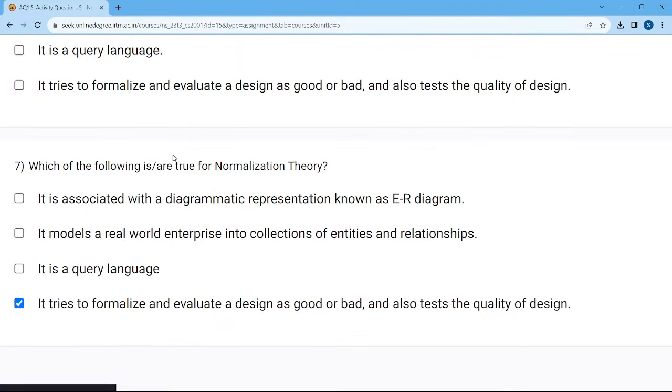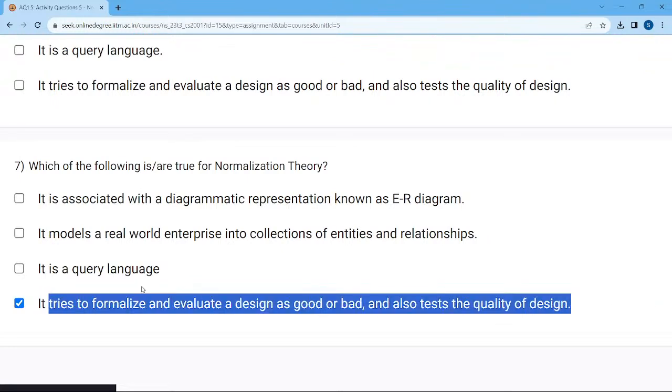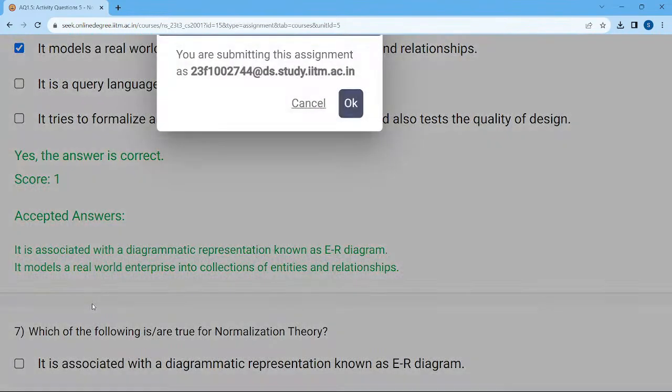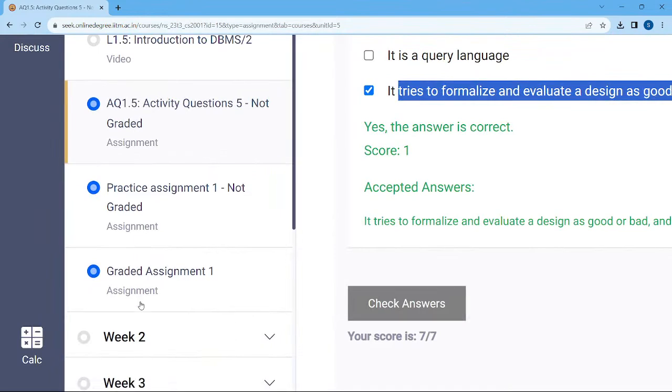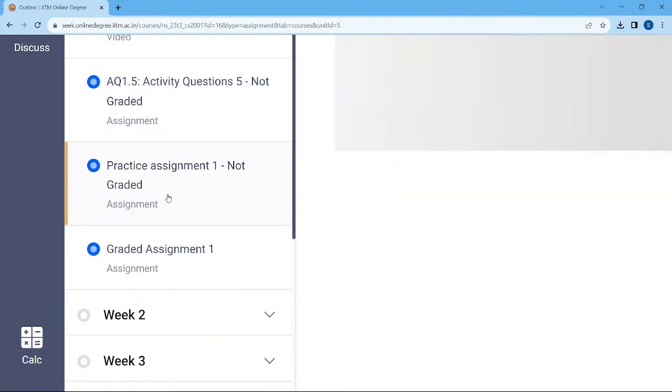Since we know the answer, let's skip. Which of the following is true for normalization theory? It tries to formalize and evaluate a design for good and bad, and also tests the quality of the design. Let's check the answer. Obviously, it's 7 on 7. Let's go to the practice assignment now.